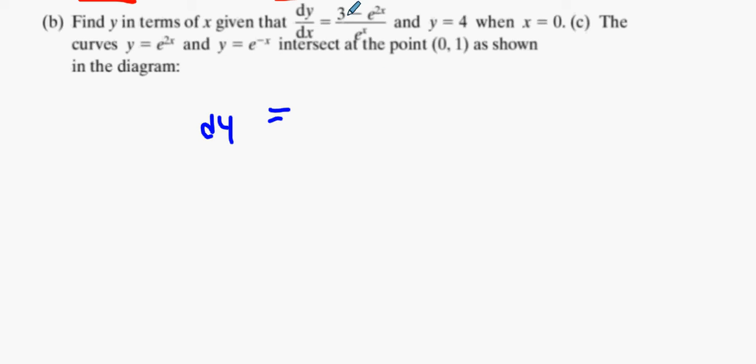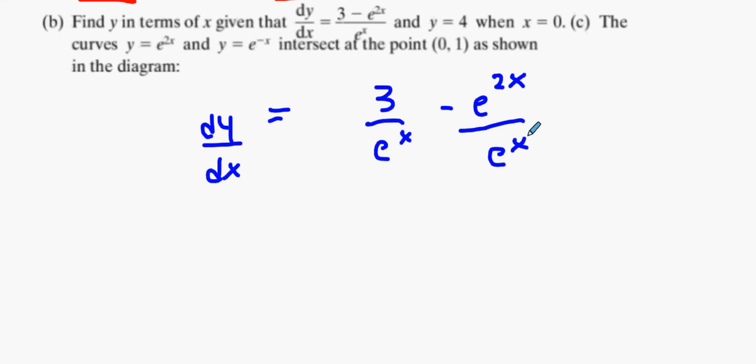I'm going to change this up a little bit before I do anything else. I'm going to separate that into 3 over e to the x minus e to the 2x over e to the x. We cool with that? Alright, what does the first one become? 3e to the minus x. Awesome. And what's e to the 2x over e to the x? Minus e to the x. Yeah, you take away the powers from each other.